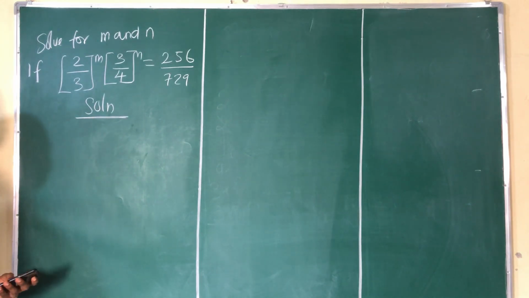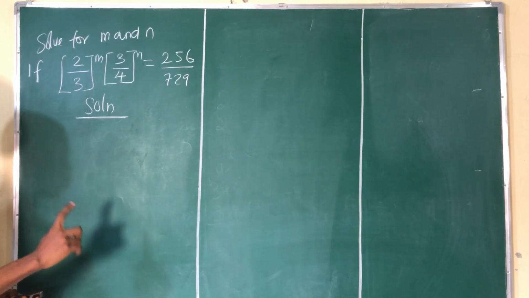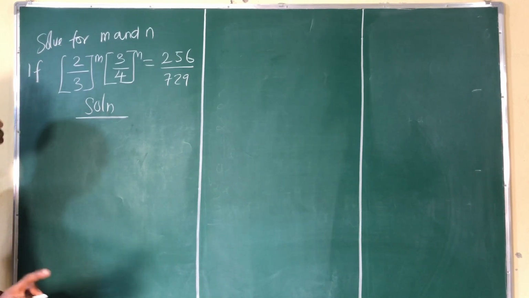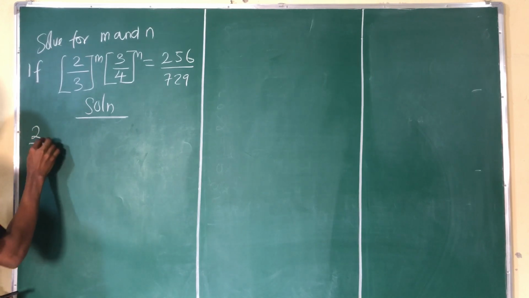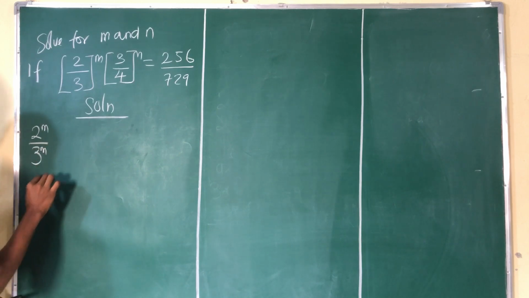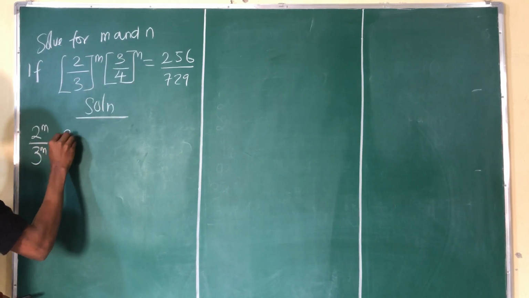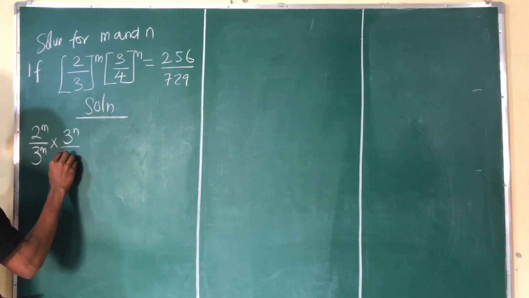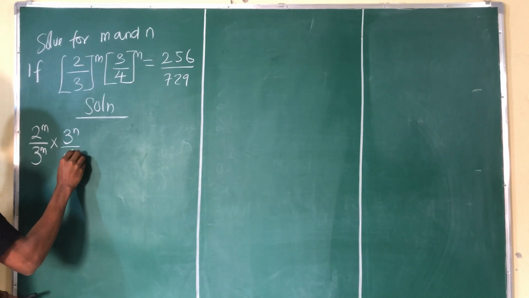Our first step when we see an indicial equation is to break down the numbers into their powers and their multiples. Now we're having 2 over 3, raised to power m, and 3 over 4, raised to power n, of course, multiplied by 3 raised to power n over 2 raised to power 2n.